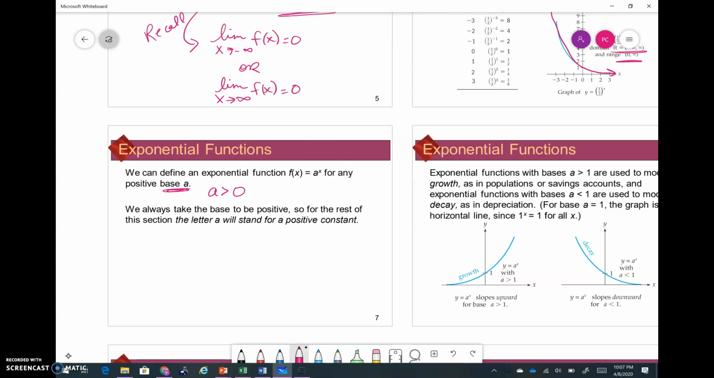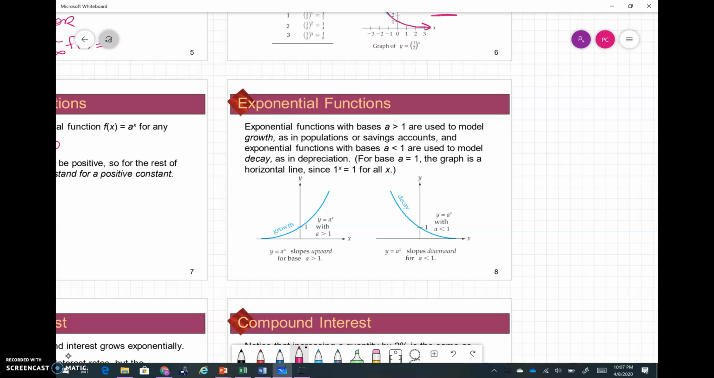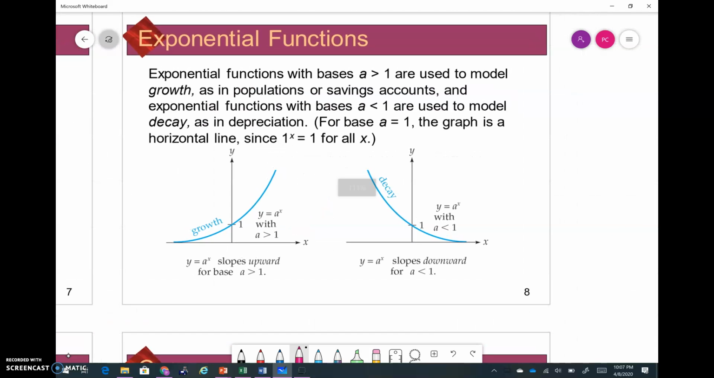All right, so looking at that, here are some hints to help you as you're graphing, or to know what type of values you're going to have. If your base is greater than 1, so y equals a to the x with a greater than 1, it's an exponential growth function. If we did all the slopes of the tangent lines hitting that curve, they're going to be positive, and they're all going to slope upward.